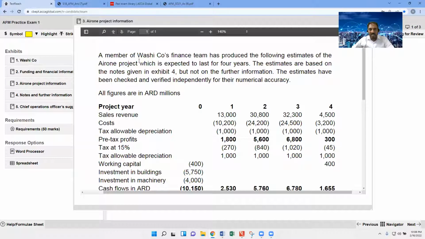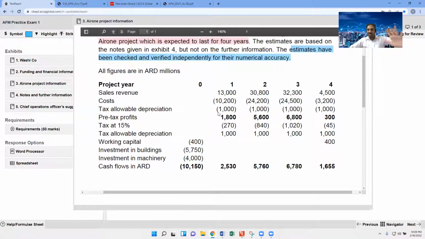A member of the Washi Company finance team has produced the following estimates of the Air One project, which is expected to last 4 years. The estimates are based on the notes given in Exhibit 4, but not on the further information. The estimates have been checked and verified independently for numerical accuracy. If the examiner mentions that they have already been checked and are accurate, no need to work out further, no need to drill down.